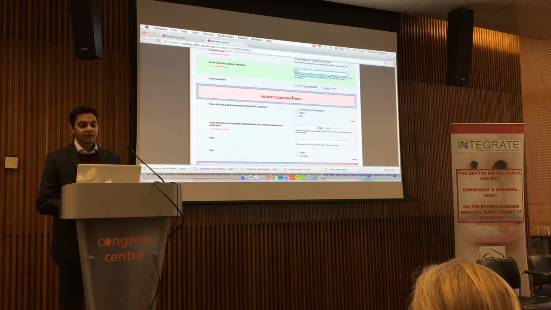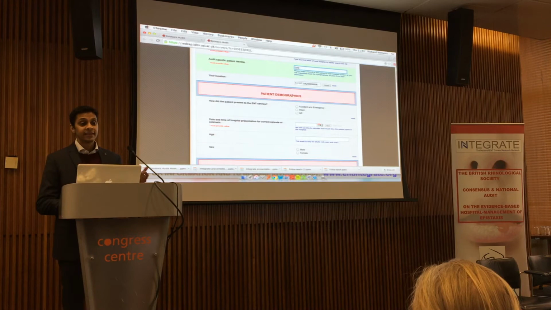Then we're looking at the patient demographics. We're looking at where this patient was referred to ENT from. So we want to know, did they come to you via A&E, were they referred as an inpatient from another ward, another service, or directly from the GP? So you can click any one of those.